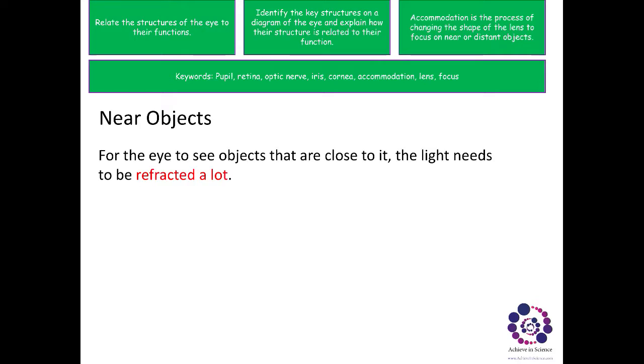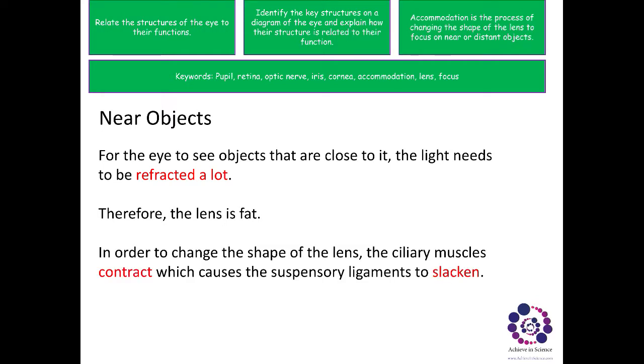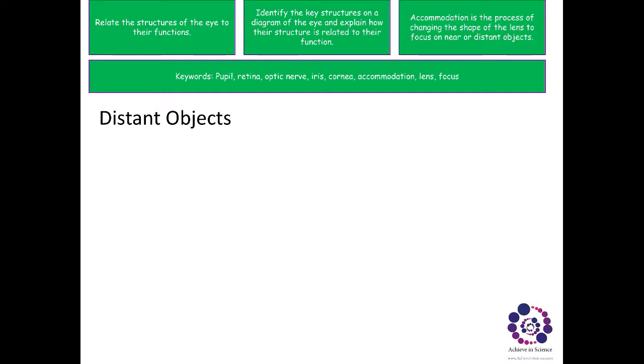So for near objects, for the eye to be able to see objects that are close to it, the light needs to be refracted a lot. Therefore, the lens is made fat. In order to change the shape of the lens, the ciliary muscles contract, which causes suspensory ligaments to slacken.